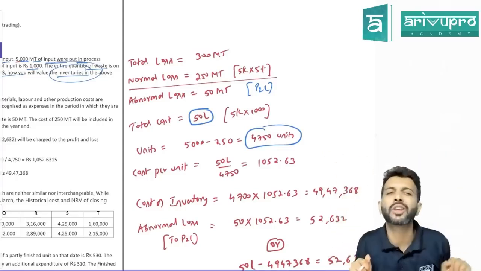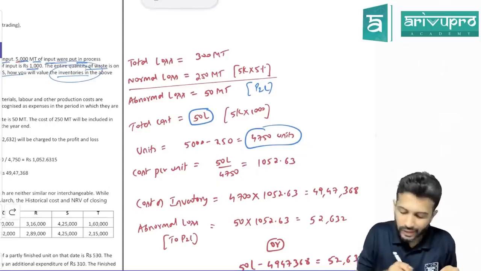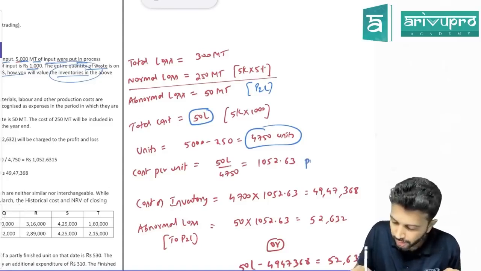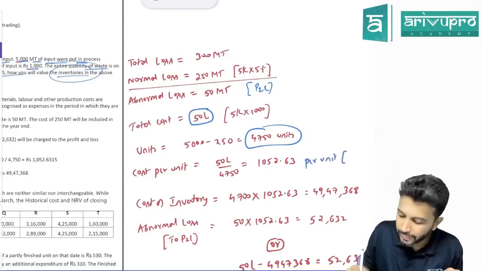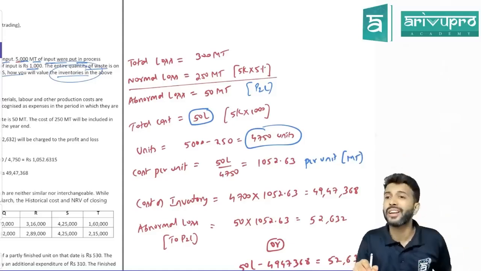So for 1 unit, how much is the cost? How do you calculate this? 50 lakh divided by 4750, which is 1052.63. This is the cost per unit. Here they're calling it per meter. For 1 meter, the cost is 1052.63.